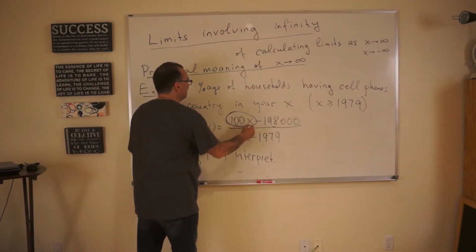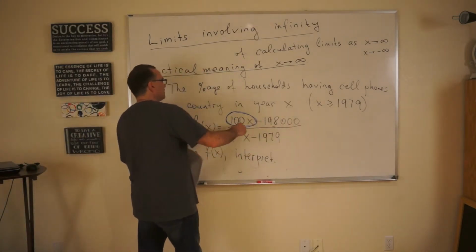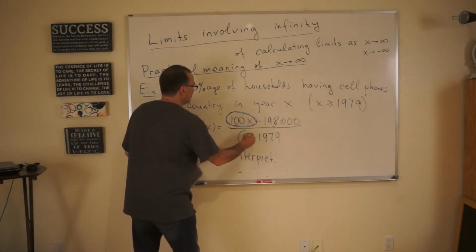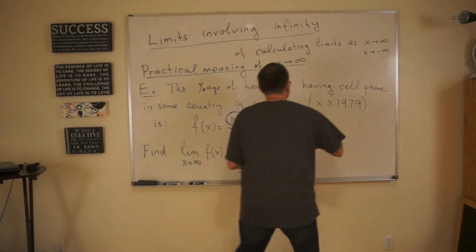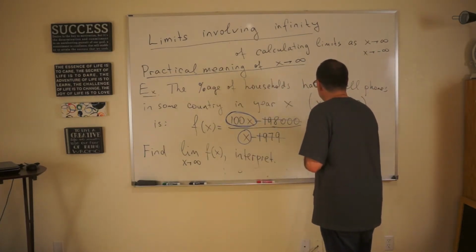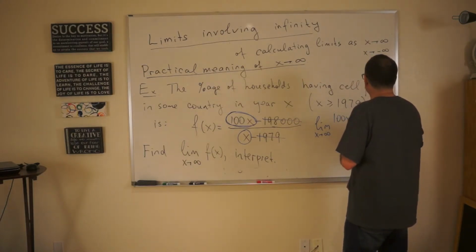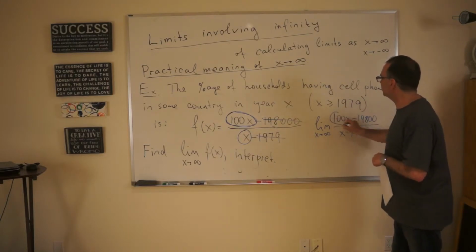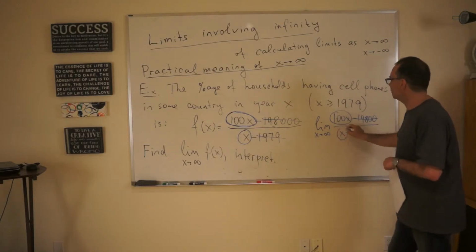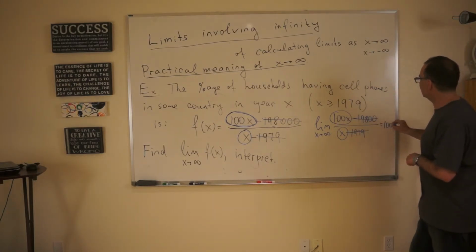So look at the leading term, and in this case the leading term is just 100x because it's a linear formula, so the leading term is first degree, and in the denominator the leading term is x and everything else goes away. So now we just have the limit as x approaches infinity of 100x minus 198,000 over x minus 1979. Once again, we only look at this and ignore the rest. Look at this, ignore the rest, and now we have 100x over x. The answer is just 100 because x cancels.